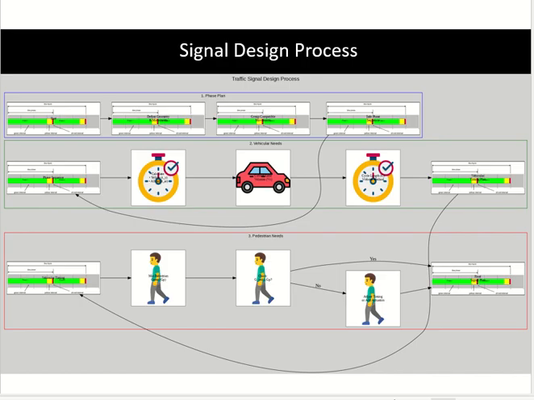I want to calculate how much time the pedestrian needs to go from one place to the other. Distance. I need the distance and the speed.